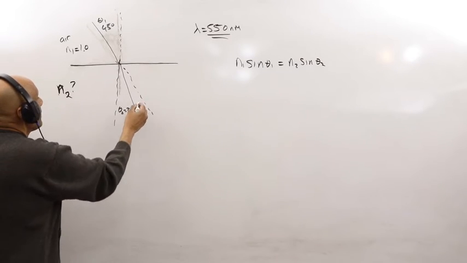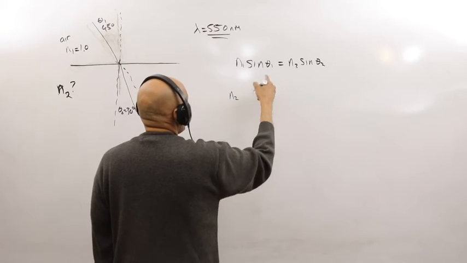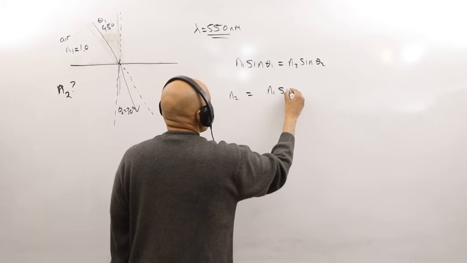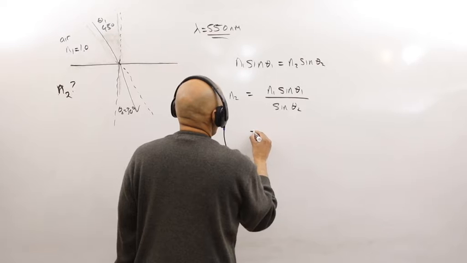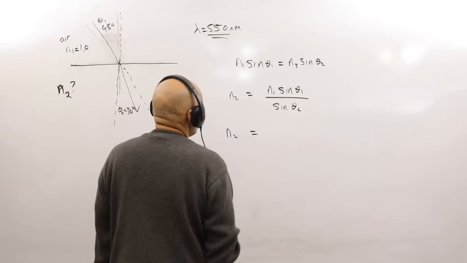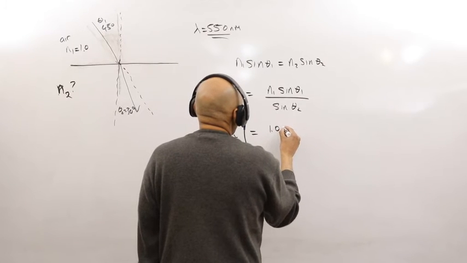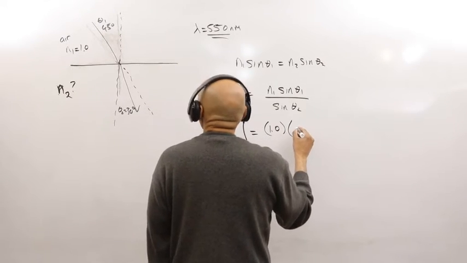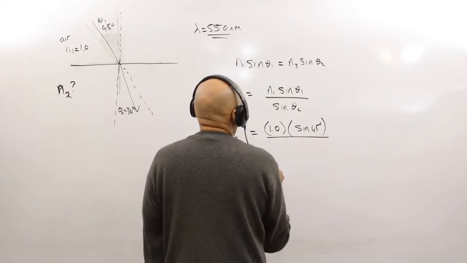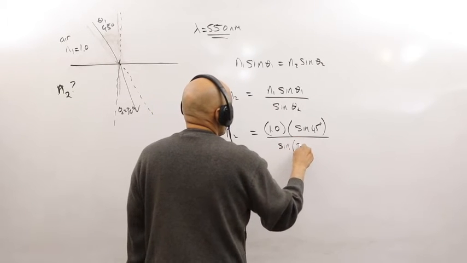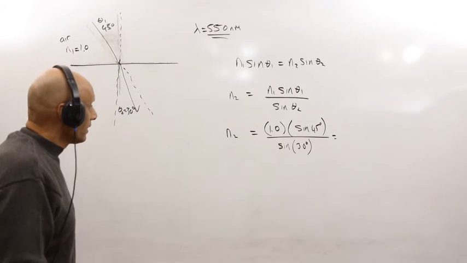Okay, so let's plug this in and try to find the index of refraction. So N2 is N1 sine of theta 1 divided by sine of theta 2. And so N2 is given by 1.0 times sine of theta 1, all divided by sine of 30 degrees. So plug it into your calculator and you get yourself a number, an index of refraction.